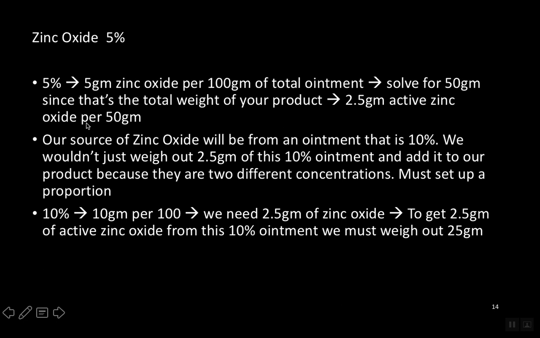How are we going to get that? Well, the only source of zinc oxide in this case is 10%. So in other words, 10 grams for every 100 grams of total zinc oxide ointment. Each 100 grams is going to have 10 grams of active zinc oxide. But we need only 2.5 grams of zinc oxide. So if you set up a proportion, you're going to find out that you're going to weigh out 25 grams of the 10% in order to get 2.5 grams.